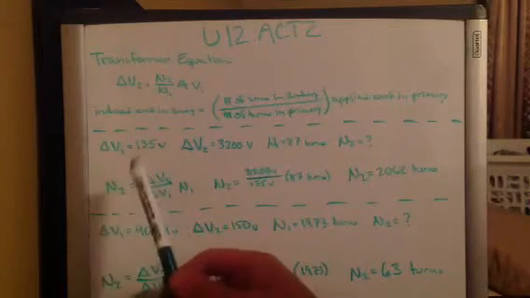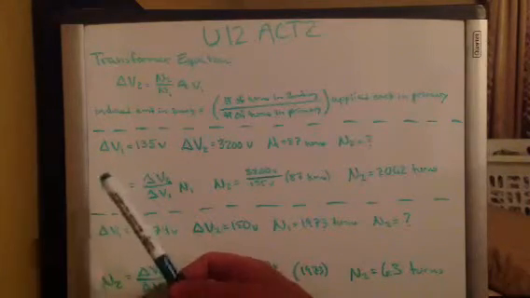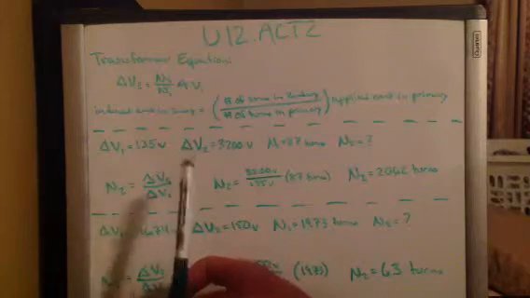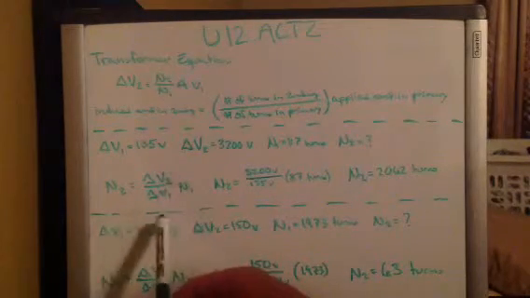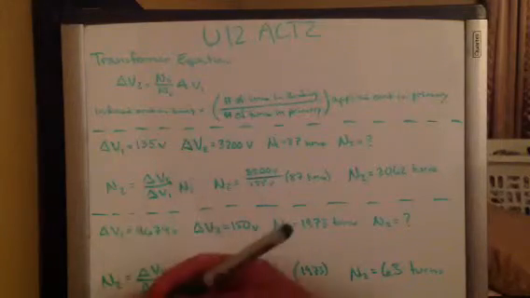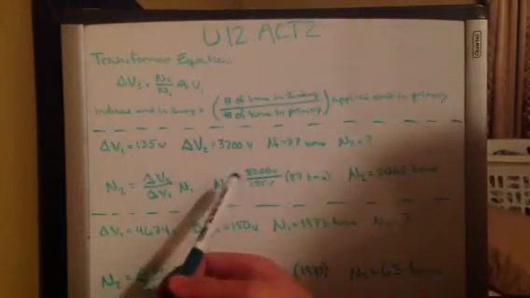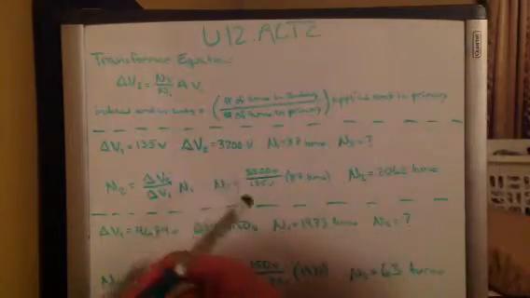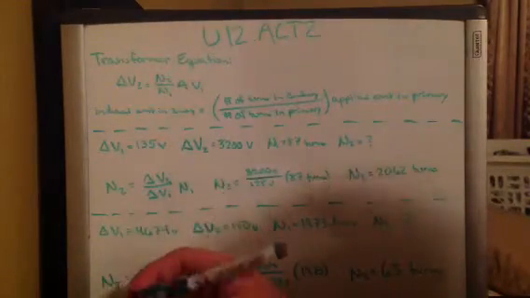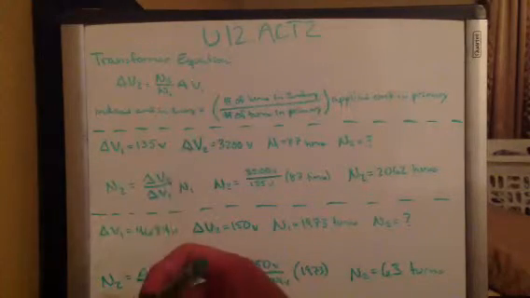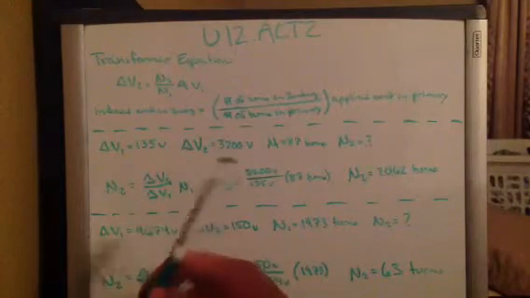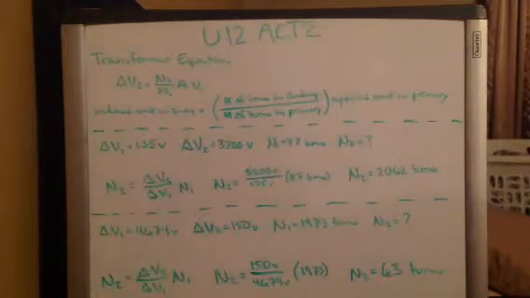We can rewrite the equation as number of turns in the secondary equals induced EMF in the secondary over applied EMF in the primary times number of turns in the primary. So plug everything in. Number of turns in the secondary equals 3200 volts over 135 volts times 87 turns, and the number of turns in the secondary is 2062 turns. So that is the first problem.